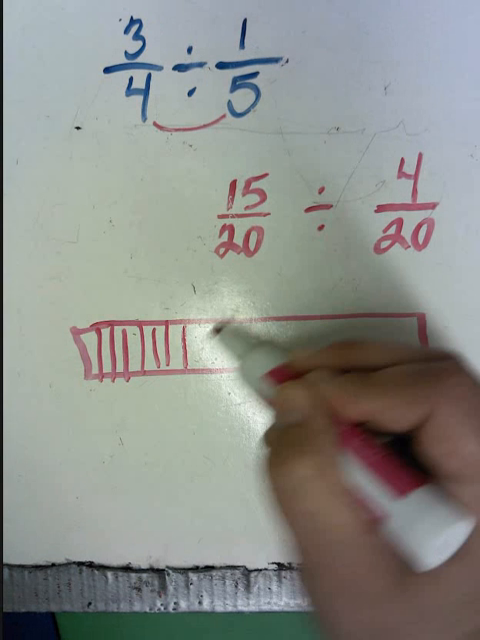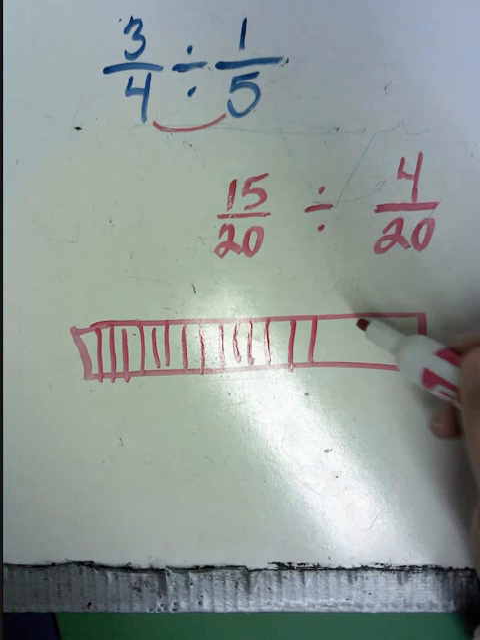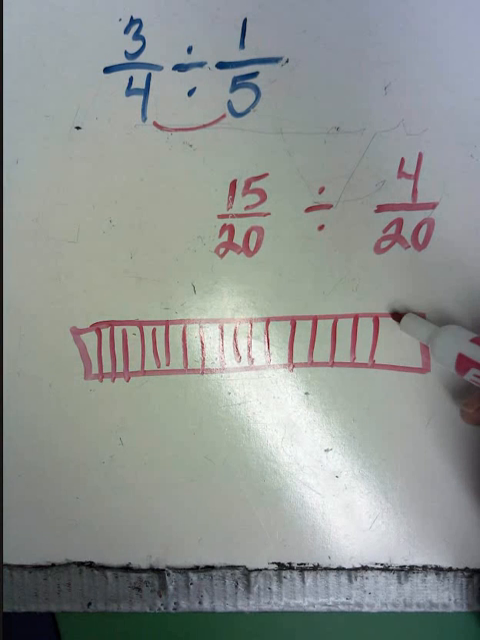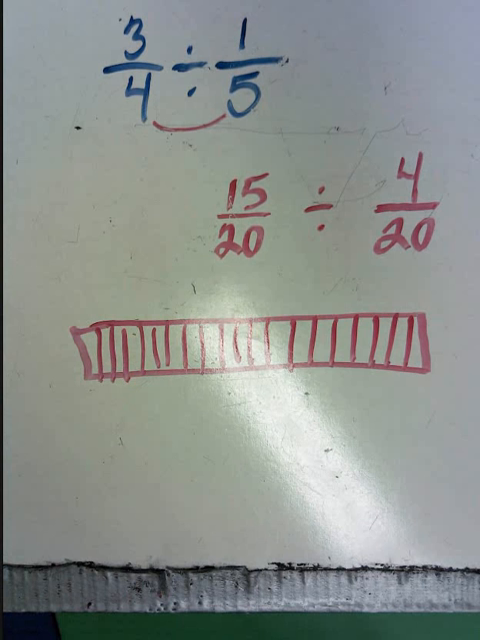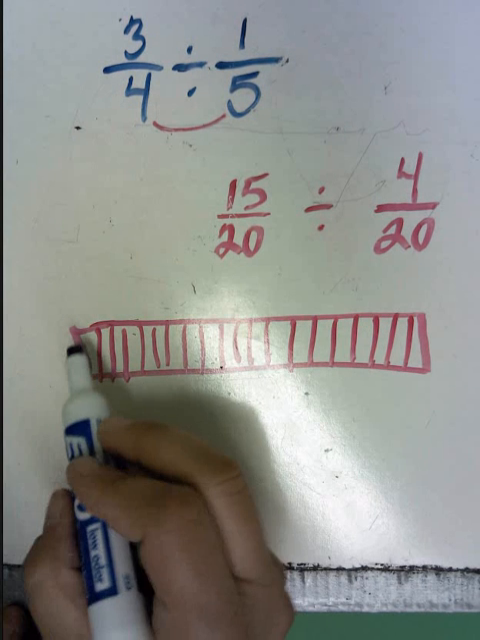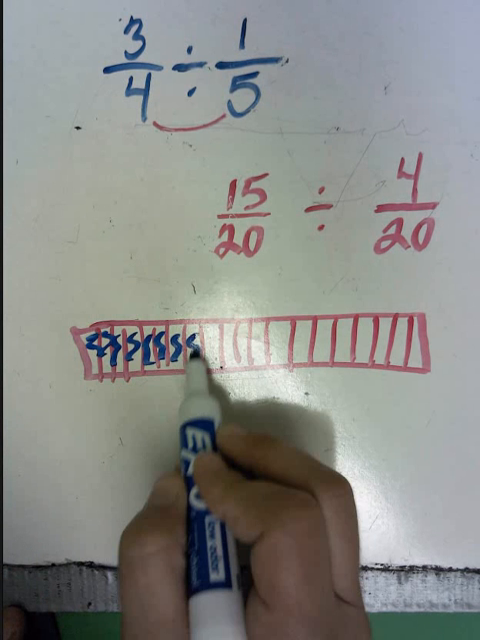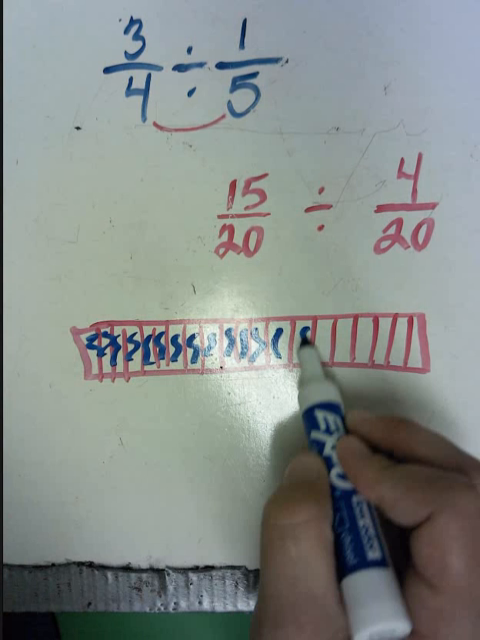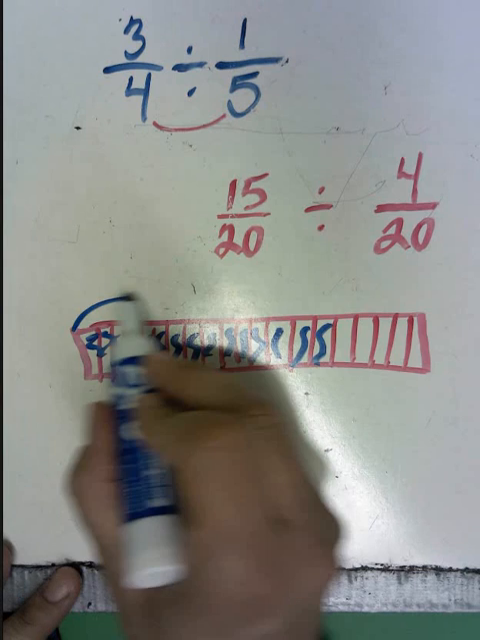Okay. And I have 15 of those. So I'm shading in 15 of those. And when I do that, this represents my 15/20 or my 3/4. Remember, it's the same thing. So this represents 15/20. Now all I have to do is figure out how many groups of 4 I can get out of that.